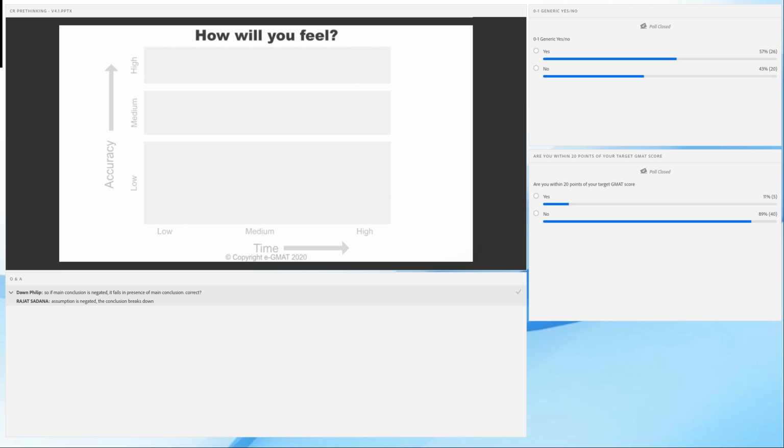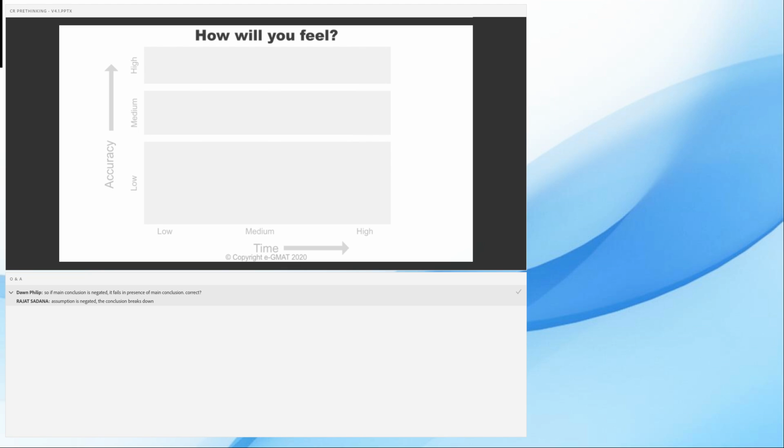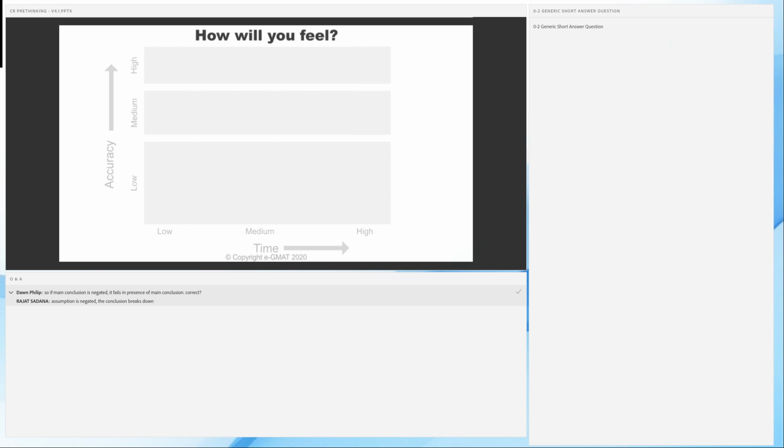If you're not within 20 points of your target GMAT score, then those 5 minutes won't help you. Even if you are within 20 points of your target GMAT score, of those people who said yes, half of you will benefit from those 5 minutes. The other half will probably have an ability issue. And I'm going to prove this to you. A lot of people think they have timing issues on the GMAT. 97-98% of those folks have ability issues, which manifest themselves as timing issues.